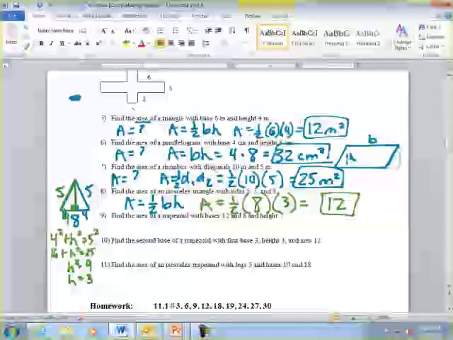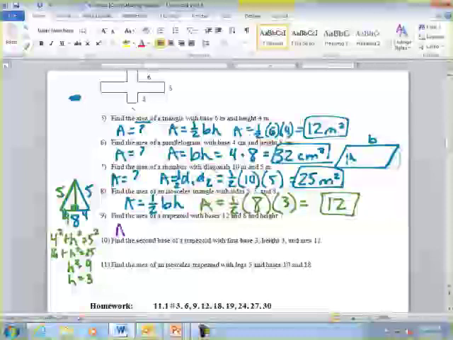Questions on that? Okay, section 2 is about triangles and parallelograms and rhombuses. Section 3 will be about trapezoids. So these last few questions are about section 3 trapezoids.